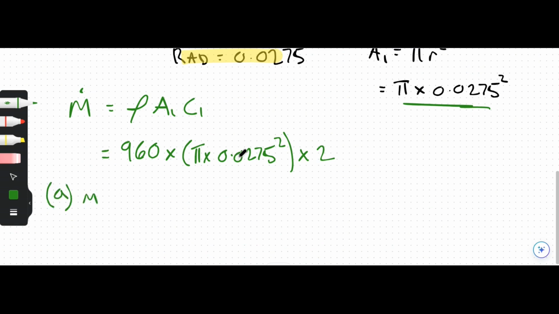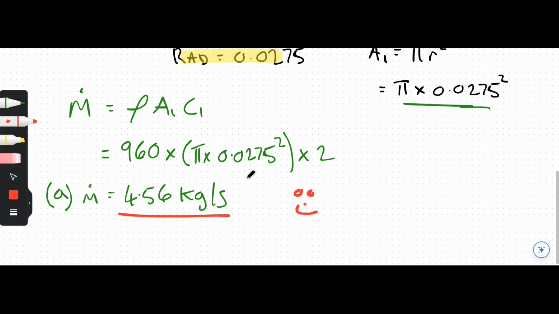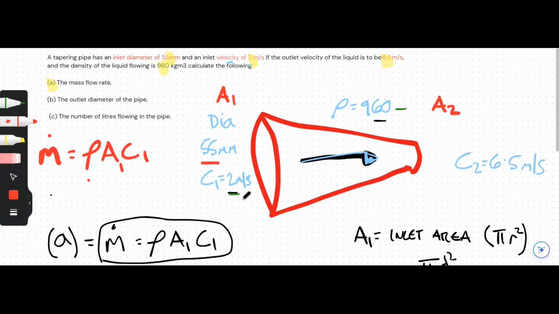Put that in your calculator and you get something like 4.56 kilograms per second. That's the mass flow rate, part A done. All that means is that we've got 4.56 kilograms per second coming through this pipe.